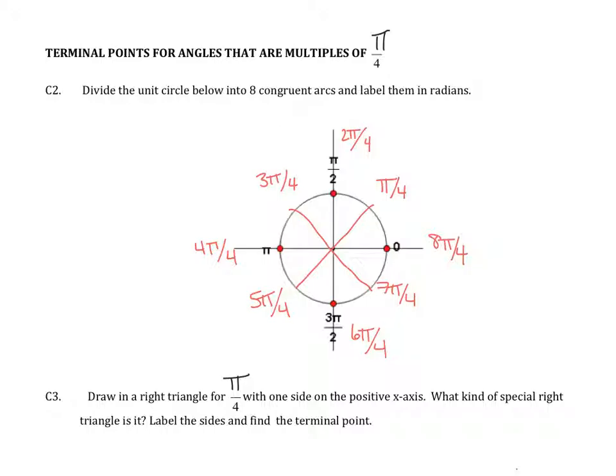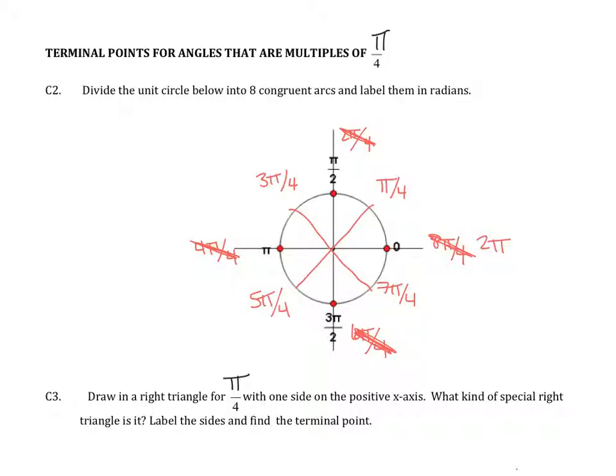Now you notice that some of these can actually be reduced down. So for example, 2 pi over 4 really becomes pi over 2. 4 pi over 4, if you reduce that, you get pi. 6 pi over 4 reduces to 3 pi over 2. 8 pi over 4 reduces down to 2 pi, which is one full circle around in radians. So I've got this circle, and it's essentially broken down into 8 equal slices, and they're all pi over 4.